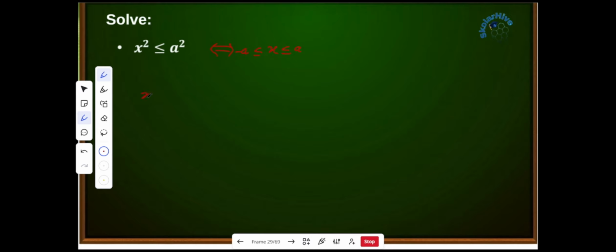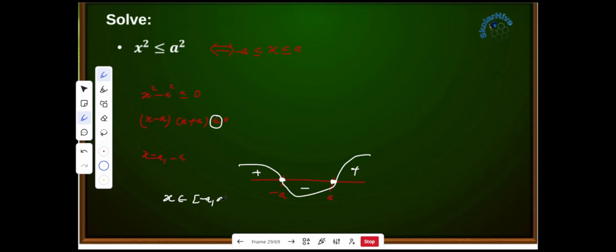The same way you have to solve this, x square minus a square less than or equal to 0. This will be (x minus a)(x plus a) less than or equal to 0. Critical points will be x equal to a and minus a. Plotting on the number line, minus a and a, the curve will be positive, negative, and then positive over here. As this inequality is less than or equal to, both points will be included. So the solution set will be x belonging from minus a to a.